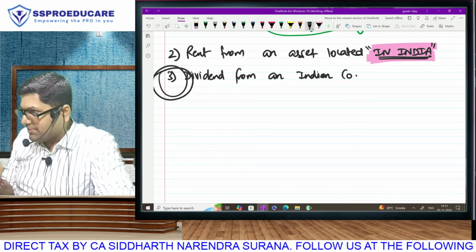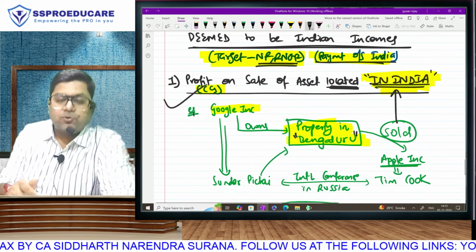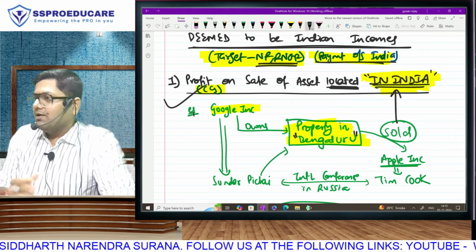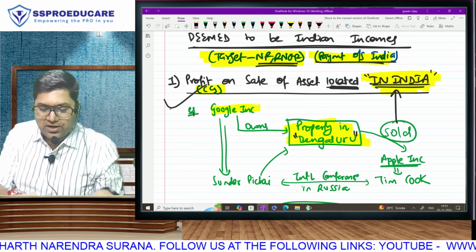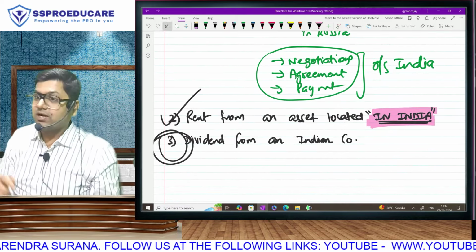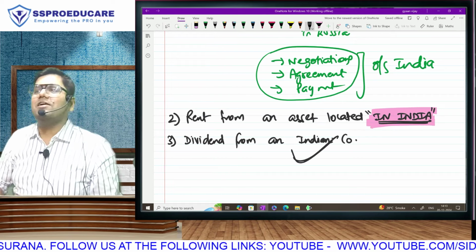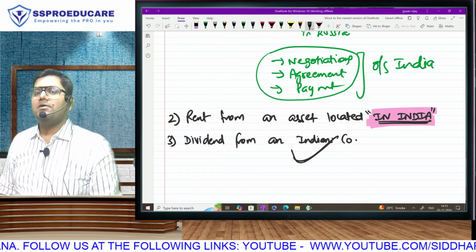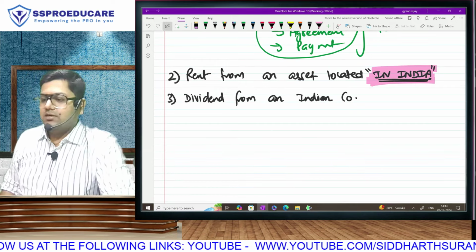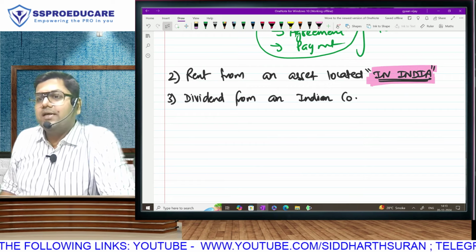See, the deeming concept is simple. Where is the source located? In this first example, it was profit on sale of an asset. Where is that source? Where is that asset located? That asset is the source of your income. No, where is it located? India. In this second case, again that asset is located. In this third case, where is that share located from which that income is being generated? So wherever that asset is located, that place will be considered as the place from where your income is being generated. Wherever the asset is located.